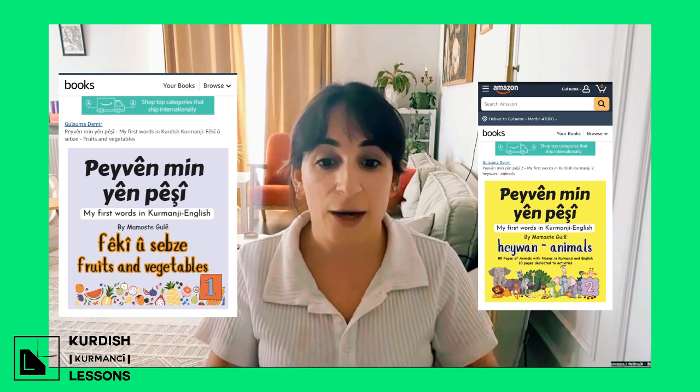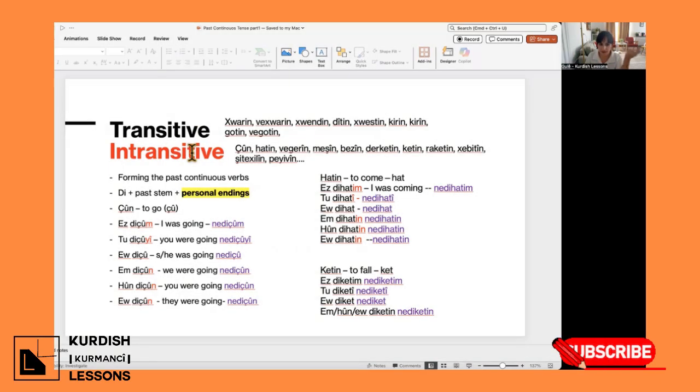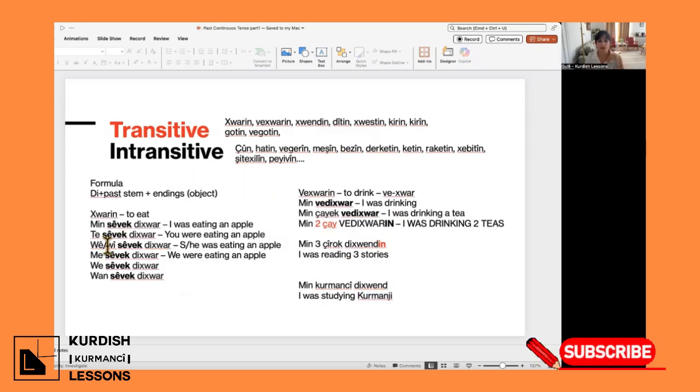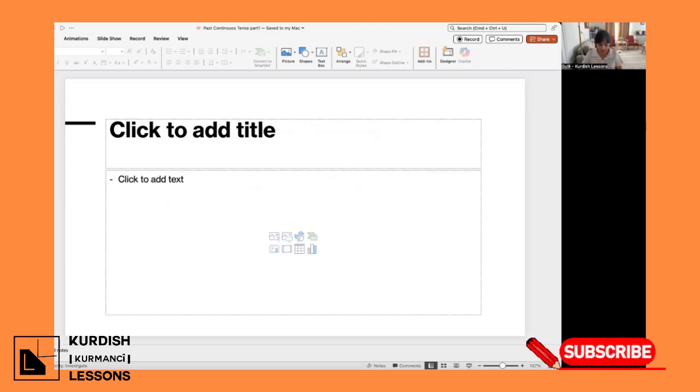So let's start our lessons. We discussed transitive and intransitive verbs, past continuous with intransitive verbs, and past continuous with transitive verbs, and we wrote some examples together. Last time when we were discussing the past continuous tense, with intransitive verbs, it is easy, right?